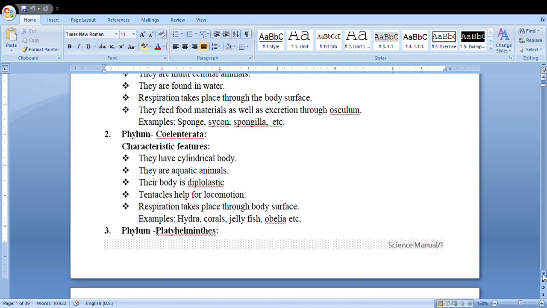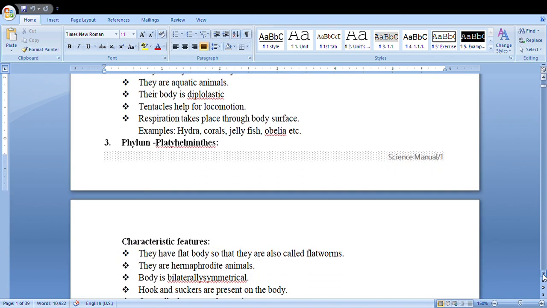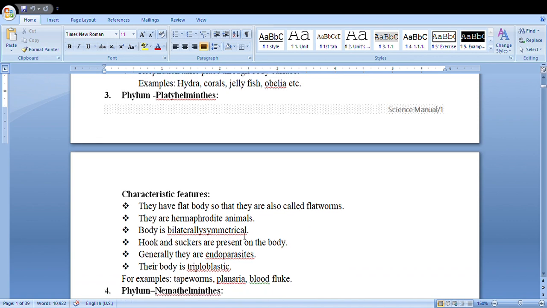Next phylum is Platyhelminthes. Characteristic features of Platyhelminthes: they have a flat body. Platy means flat, so they are also called flatworms. They are hermaphrodite animals. Hermaphrodite means bisexual, that is, both male and female sex organs are present on the same body. Their body is bilaterally symmetrical, which means the body can be divided into two lateral parts by cutting through their axis.